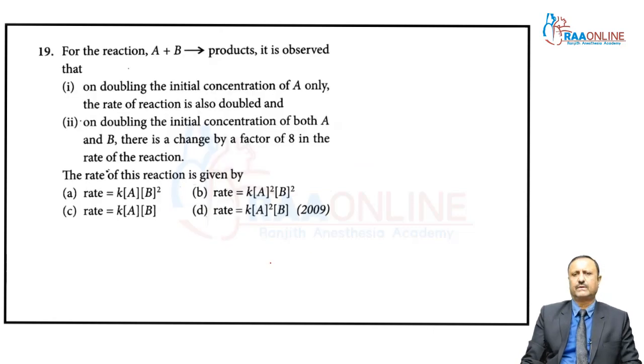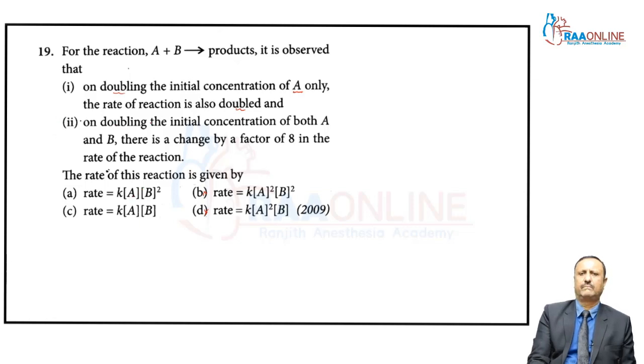Now, my dear students, we can go to question number 19. For the reaction A plus B giving product, it is observed that on doubling the initial concentration of A only, the rate of reaction is also doubled. It means it is a first order reaction. Options B and D are omitted because they show a second order reaction, so only options A and C show a first order reaction.